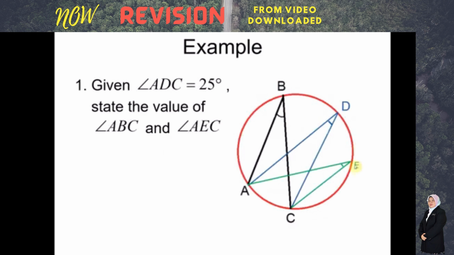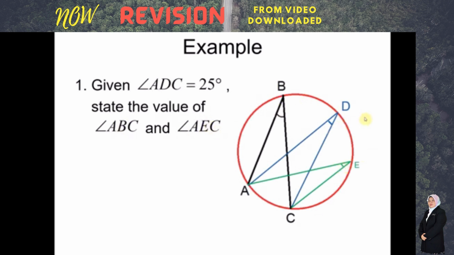Now, we look at an example. Given angle ADC is 25, the angle formed by the blue lines is 25. State the value of ABC, which is this, and angle AEC. AEC is this angle. If you are confused with this, whenever an angle is written in this form, you look at the center point. D means the angle is formed at this point. ABC means the angle is formed at the vertex B, so this point. AEC means the angle is formed at E, which is this angle.